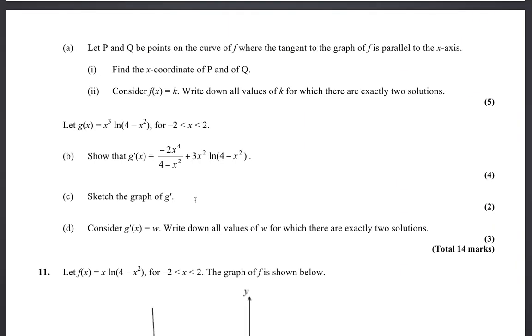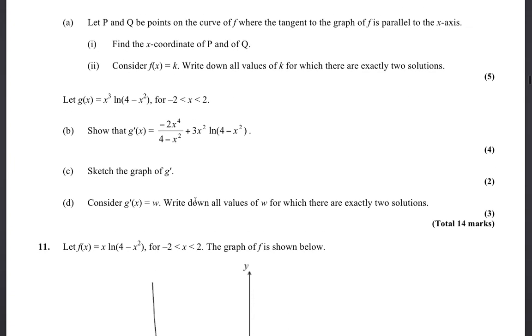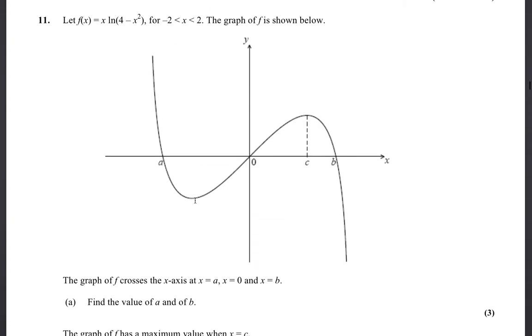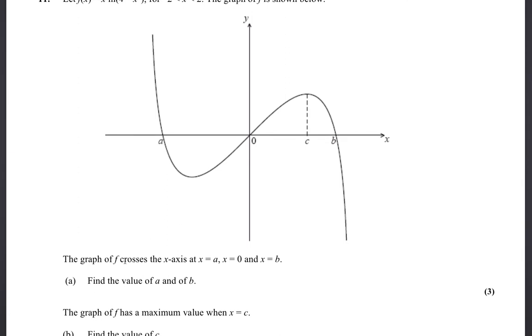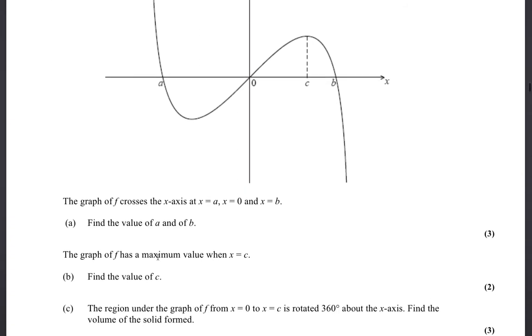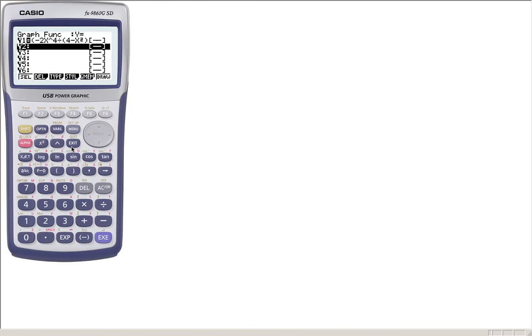Okay. So let's look at the next problem, the 11th one. It is in fact exactly the same, x ln of 4 minus x squared. The graph of f is shown below. Now the graph of f crosses the x-axis at the points a, 0 and b. Find the value of a and of b. Very, very simple.